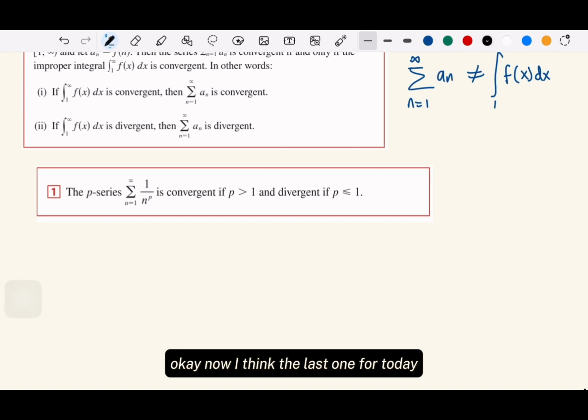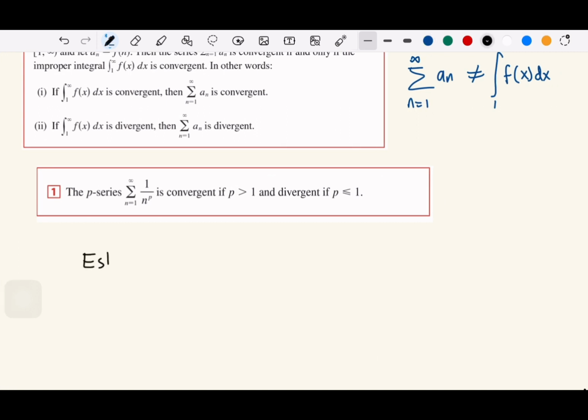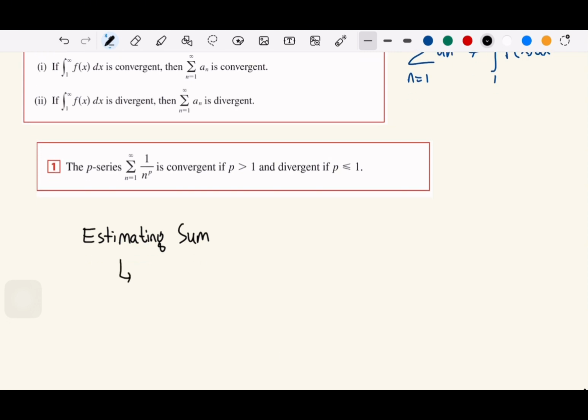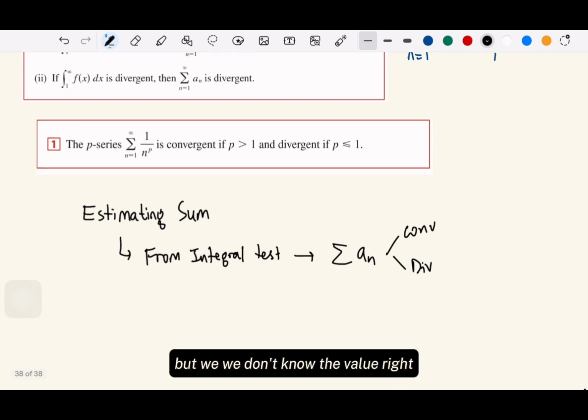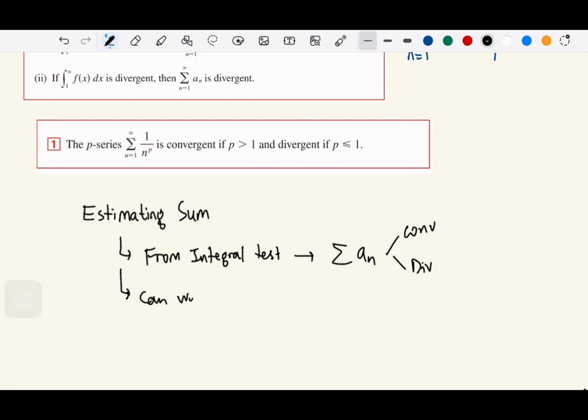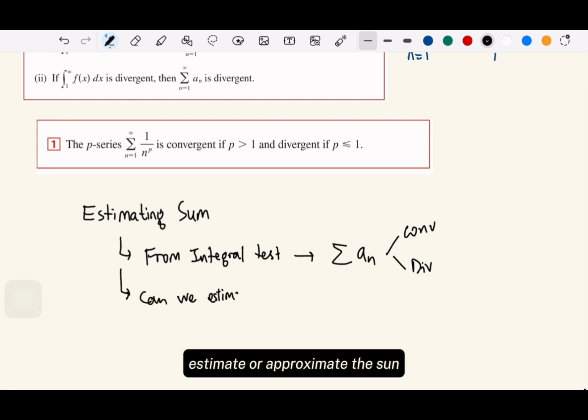Okay, now I think the last one for today is estimating the sum. So consider that from the integral test, we can show that the series can converge or diverge. But we don't know the value, right? So the next follow-up question is, can we estimate or approximate the sum?